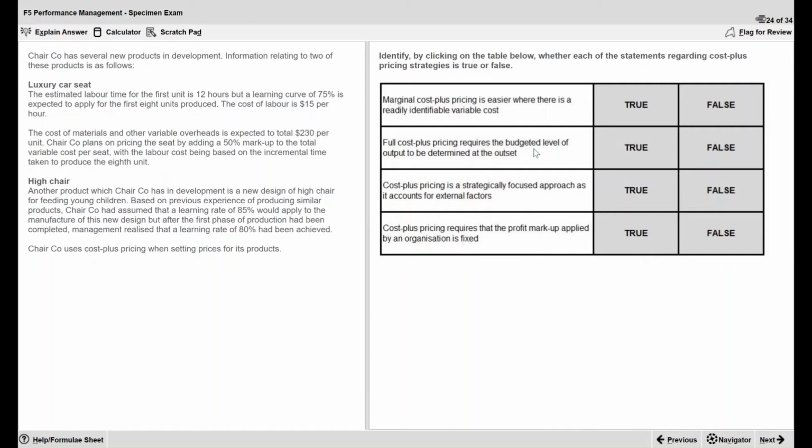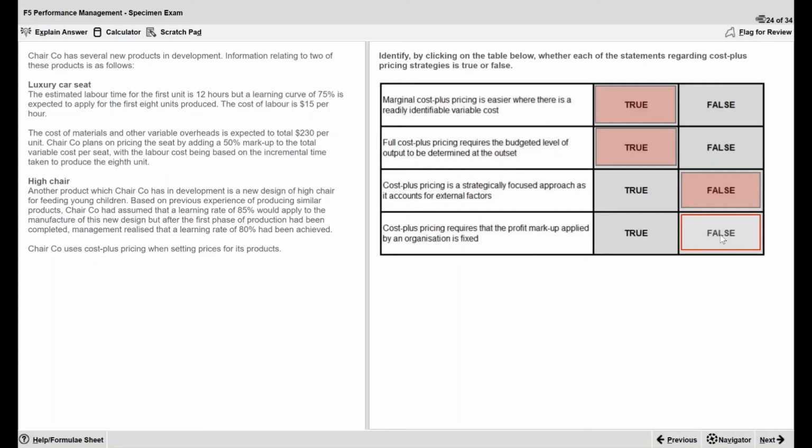Okay, the first one, marginal cost plus pricing is easier when there is readily identifiable variable cost. Yeah, every costing system is easier when information is readily available. Full cost plus pricing requires budgeted level of output to be determined at outset. Yes, we need to know the total. Cost plus pricing is strategically focused approach as it accounts for external factors. No, it accounts for internal factors.